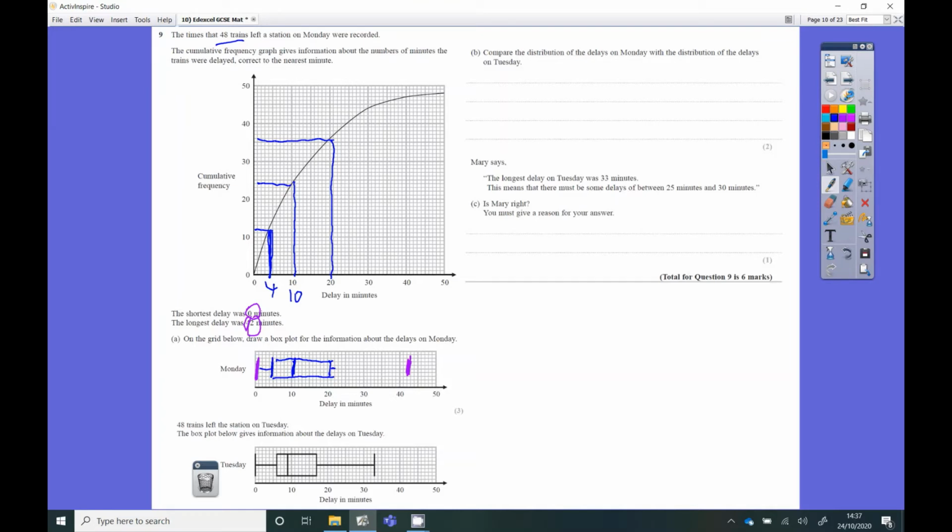I haven't used a ruler here because it would just take me too long for the video, but I suggest you do, please. Just to recap what we did there: the shortest delay was 0, the longest delay was 42, and then a quarter of the way up, halfway up and 3/4 of the way up are taken from the cumulative frequency. A quarter of 48 is 12, so I took a reading at 12, went along, went down and got 4. Half of 48 is 24, so I went along at 24, came down and got 10. And 3/4 of 48 is 36, so I went along at 36, hit my curve, came down and took my reading of 20.